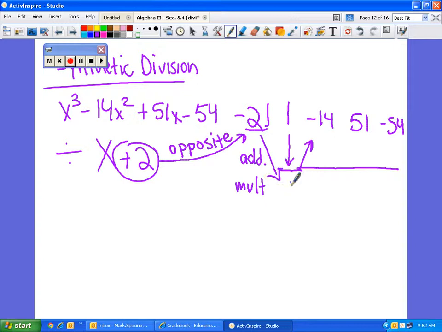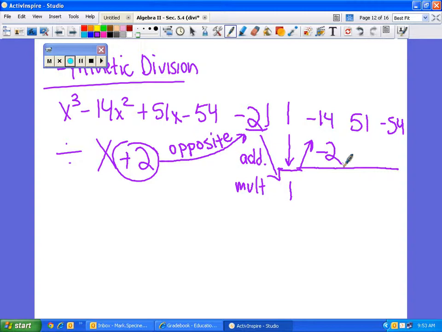All right, so we bring down the 1. 1 times negative 2 is negative 2. This is why we do math in pencil. I did that on purpose. Okay, so now we add.